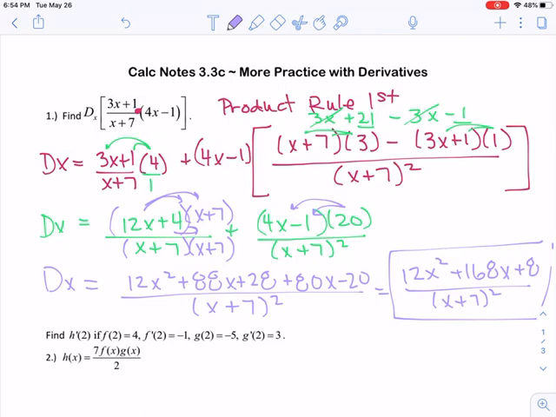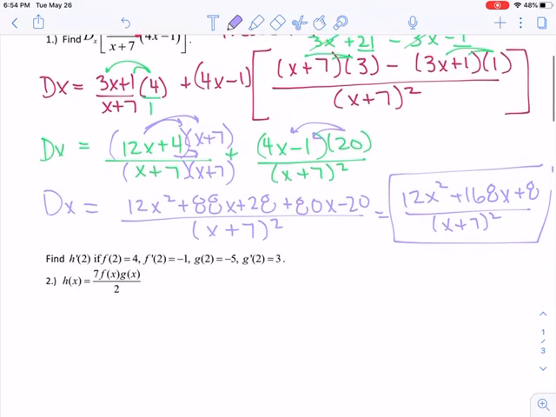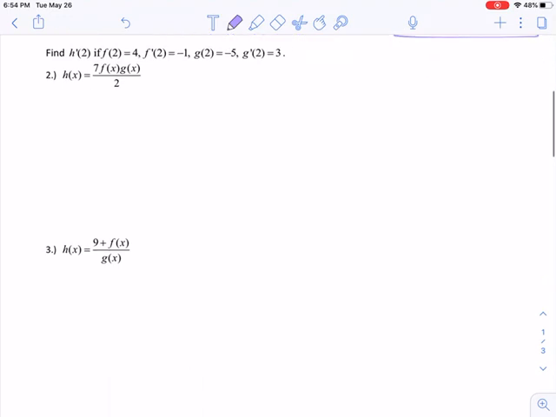Now, if I look at questions 2 and 3, they give me my function h of x in terms of either a product or a quotient of other functions, g of x and f of x, and they give me my values. So for example, question number 2, I want to find the derivative of h at 2.